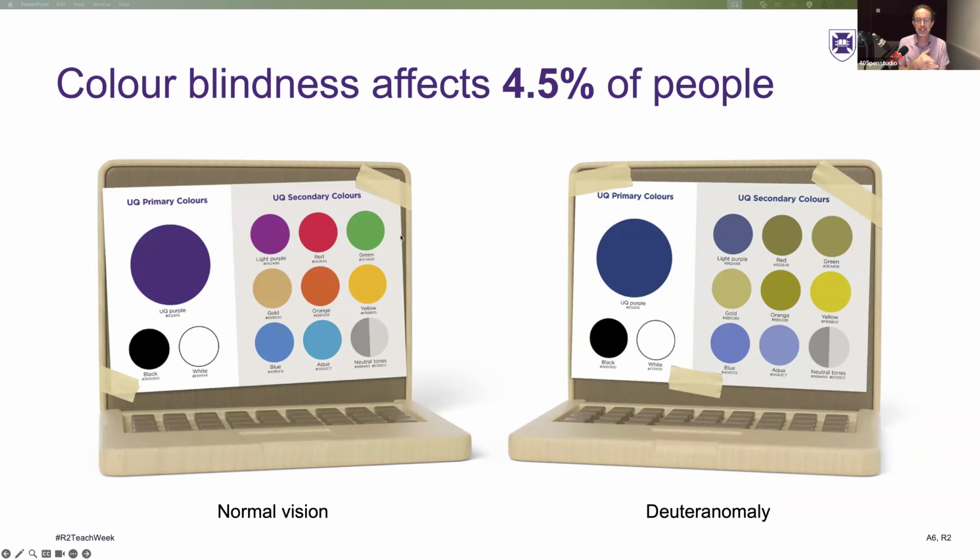Another thing to consider is color blindness. This can affect up to 4.5% of people, and it's something else to consider.